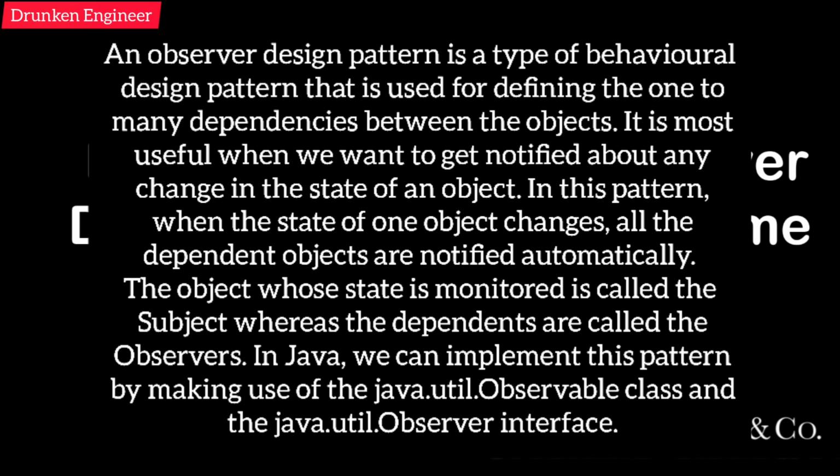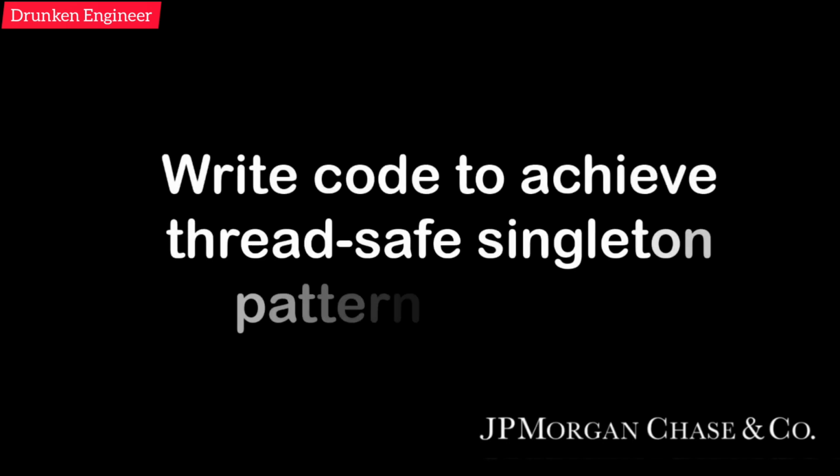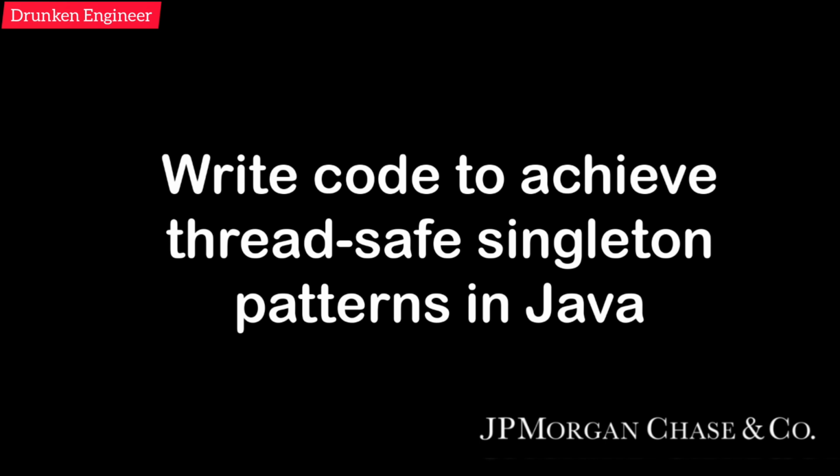The object whose state is monitored is called the subject, whereas the dependents are called the observers. In Java, we can implement this pattern by making use of java.util.Observable class and java.util.Observer interface. So this was the question, and coming to the next question, write a code to achieve thread safe singleton design pattern.